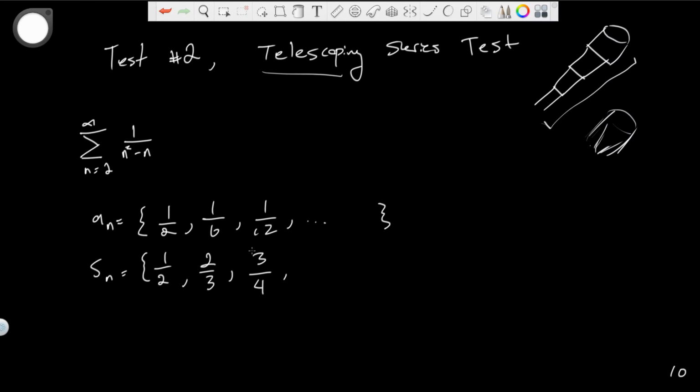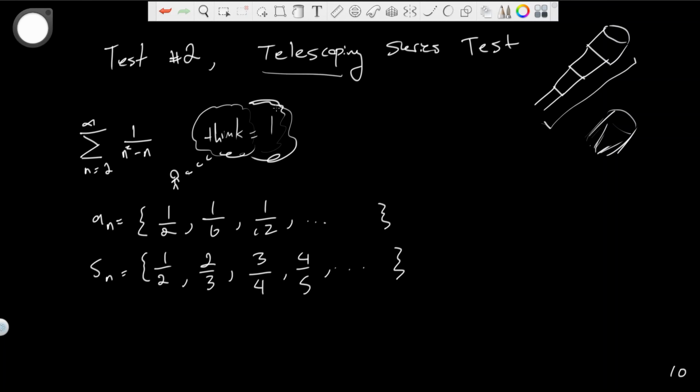Interesting. The next one is going to be 4/5. Interesting. There's a pattern appearing. Writing out the sequence of partial sums is clever, I think, because noticing a pattern is a strategy that is often used. Now that I have the sequence of partial sums, I can kind of make a conjecture. I think this thing is going to be equal to 1, just based on looking at my sequence of partial sums.